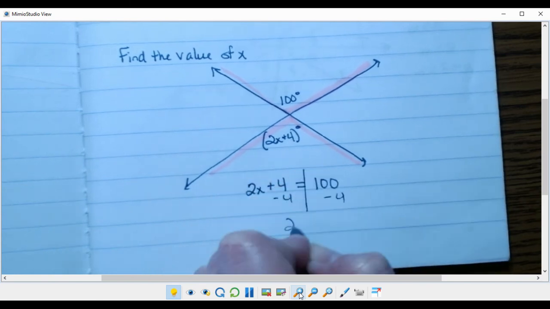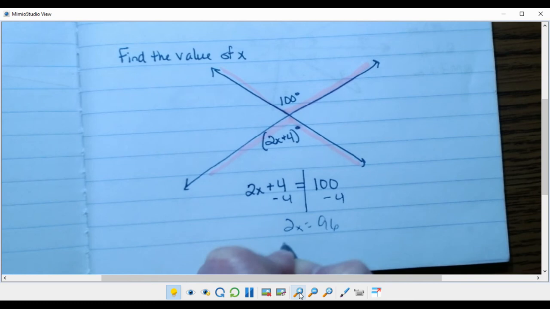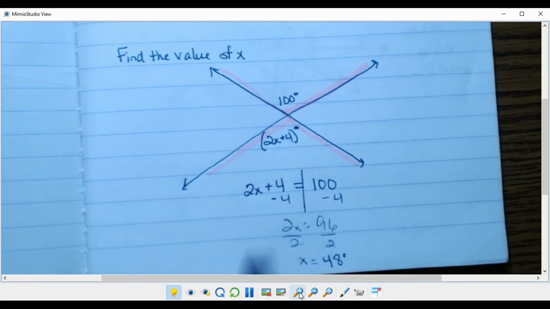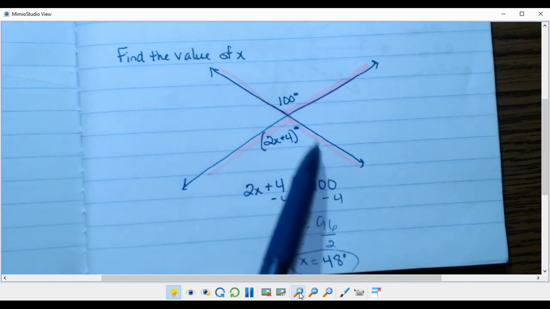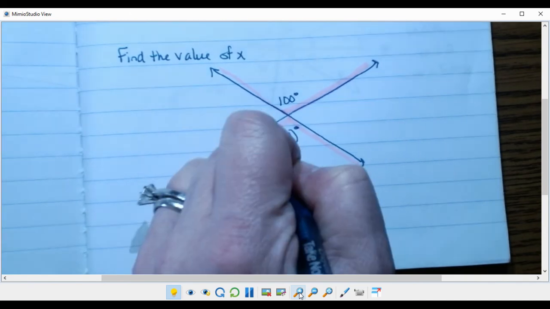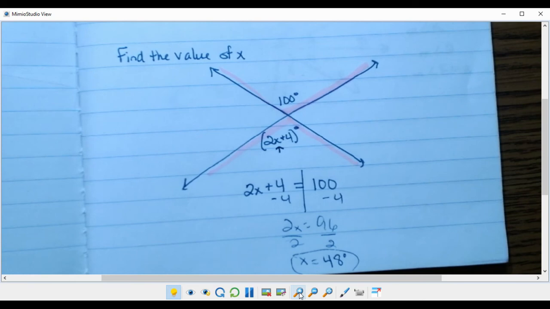I'll run through this real quick. X equals 48. That doesn't mean that this angle is 48 degrees. We already know it's 100. It just tells me that X right there is 48. And there are other reasons why you might need to do this. This is just the beginning.